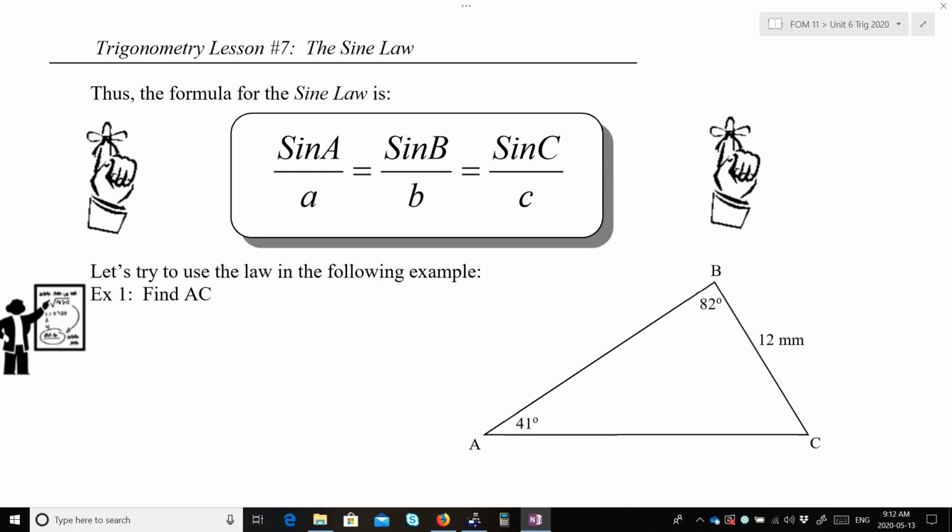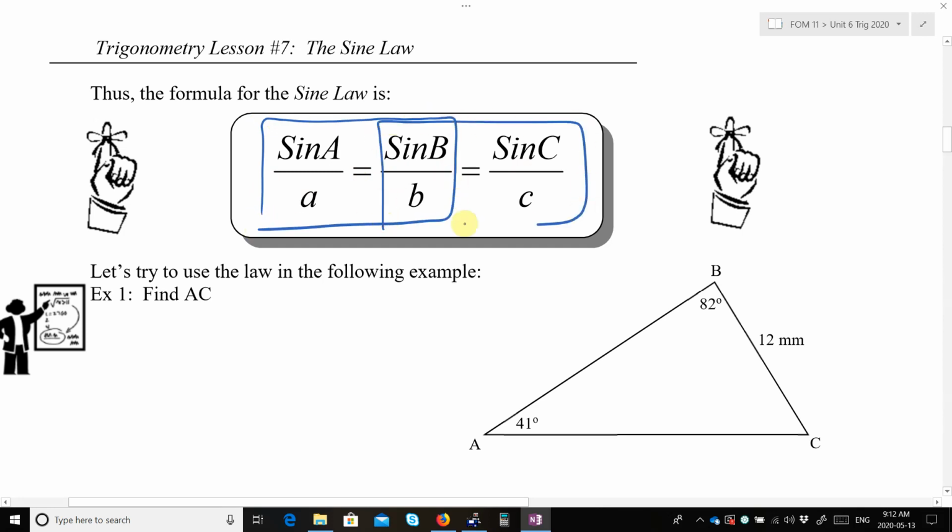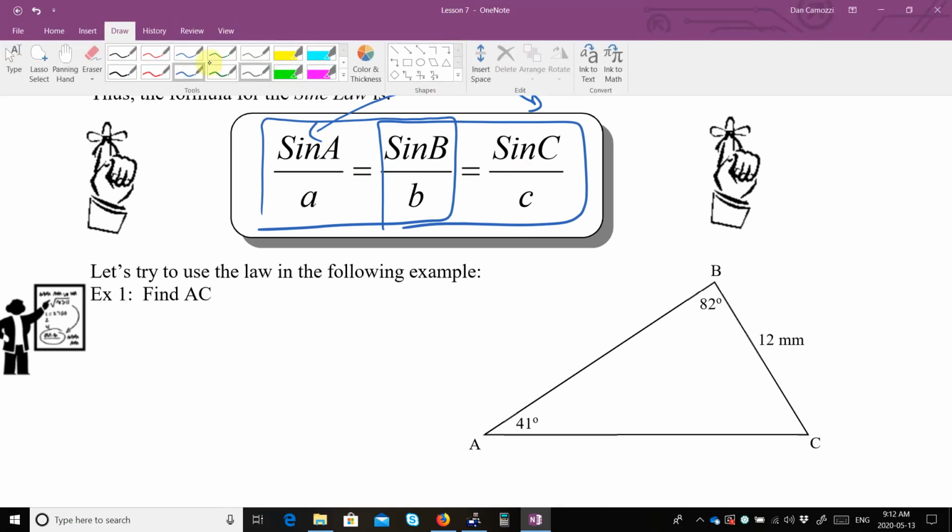Okay? And usually when we use the sine law, guys, you don't usually have to use all 3 of the ratios. Oftentimes you just end up using 2, like for example these 2 or these 2 or perhaps the A and C ones. Okay.